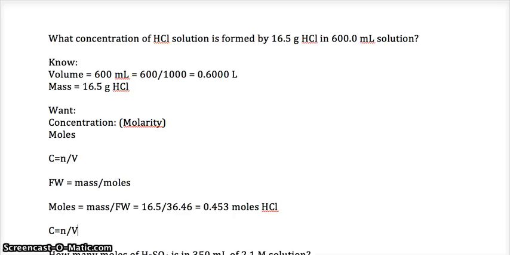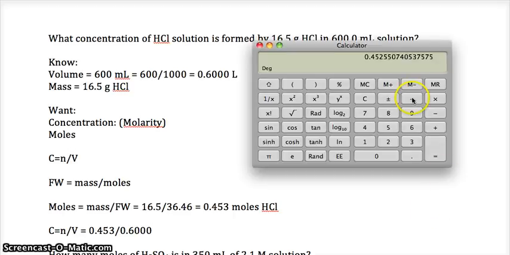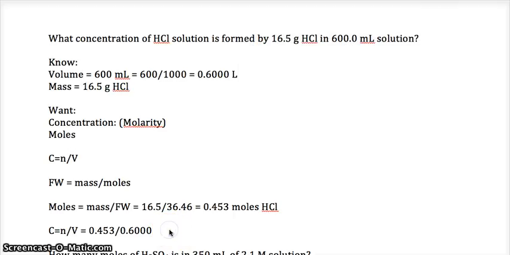And so we have everything now. So n is 0.4525 divided by the V, which is 0.6000. I've left it in my calculator. It gives us an answer of 0.754, etc., etc. We've got 3 significant figures. So that equals 0.754 molarity. So that's that problem solved. The answer is 0.754 molarity.